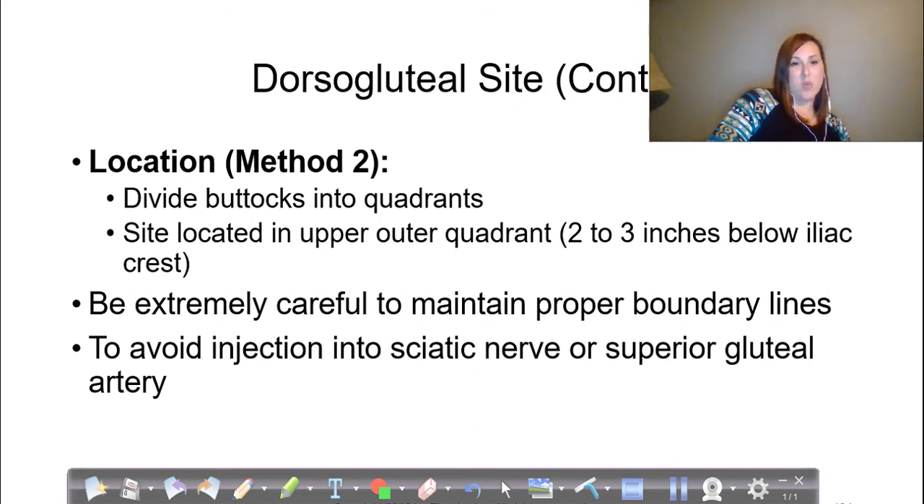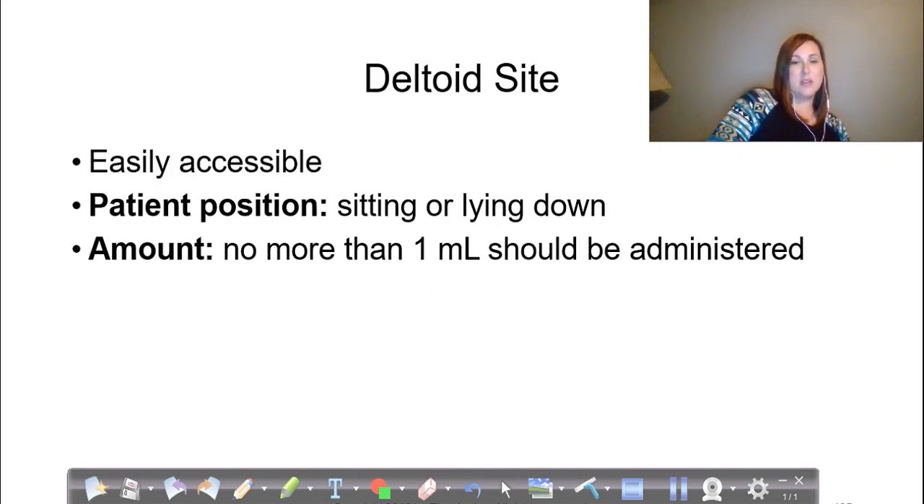The reason that they want you to be so careful is because the sciatic nerve and then that superior gluteal artery are in those areas, and you would not want to inject those areas. The sciatic nerve would hurt.